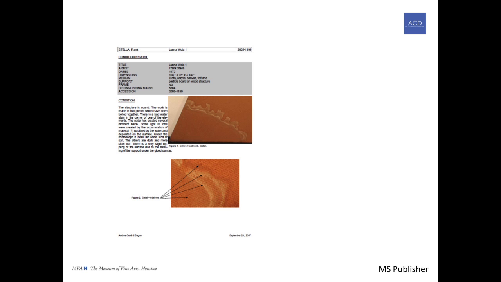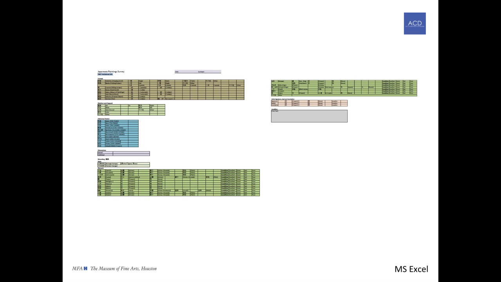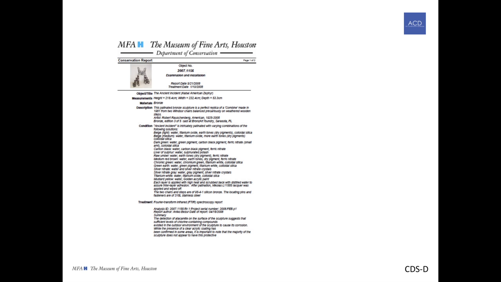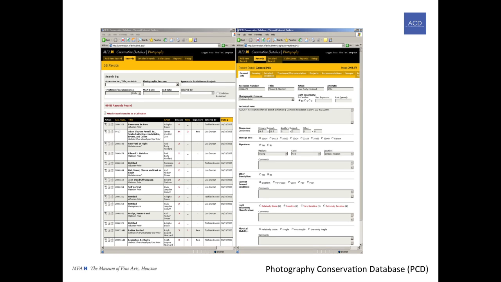Excel. There's another conservation documentation system called CDSD. Our objects lab is using this system. And then we have what we call our PCD. It's a photography conservation database. And this is a database that we had built for us. We contracted someone to build this for us in 2005.